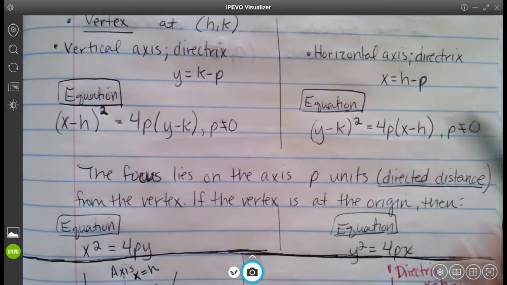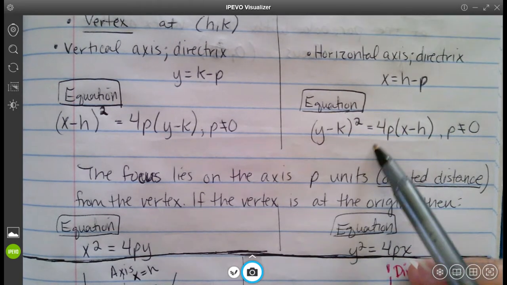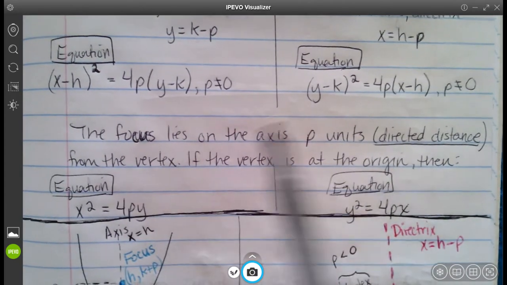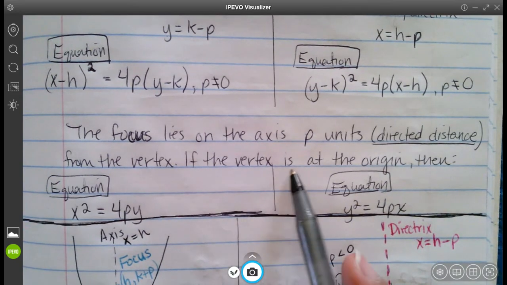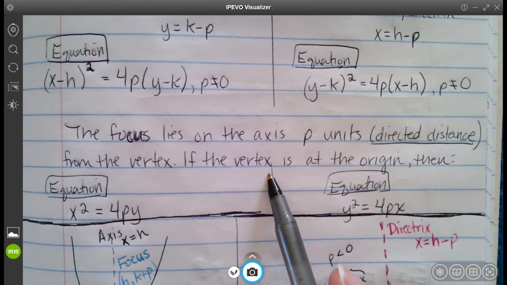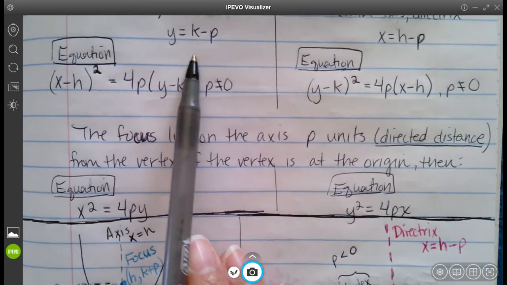And of course, we do have our p times 4, which gives us the other part of this equation. What is p? Well, p is the directed distance between the focus and the vertex. If the vertex is at the origin, so you're thinking 0, 0, then the equation is a little bit easier. Basically, this becomes this because there's no more h and there's no more k.